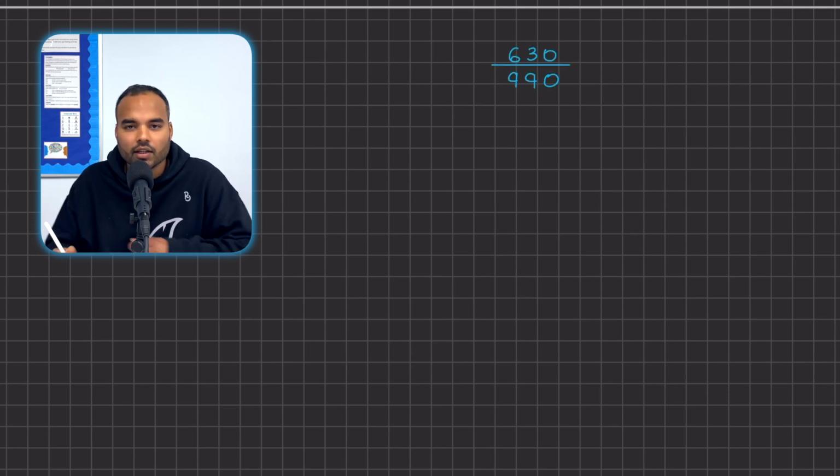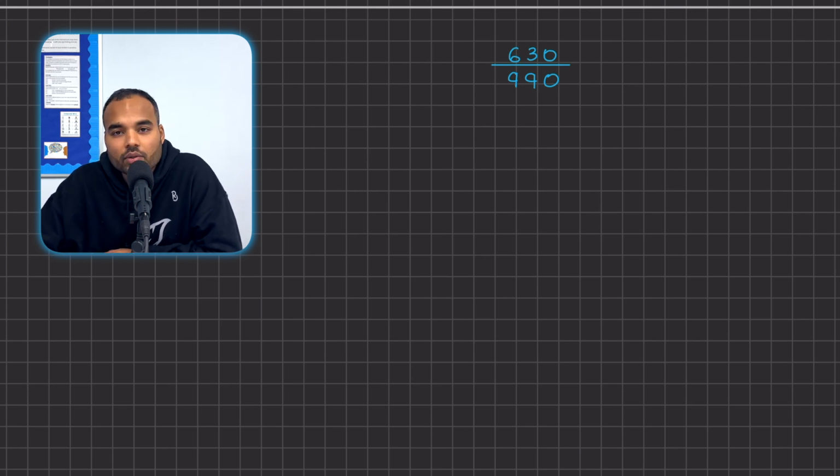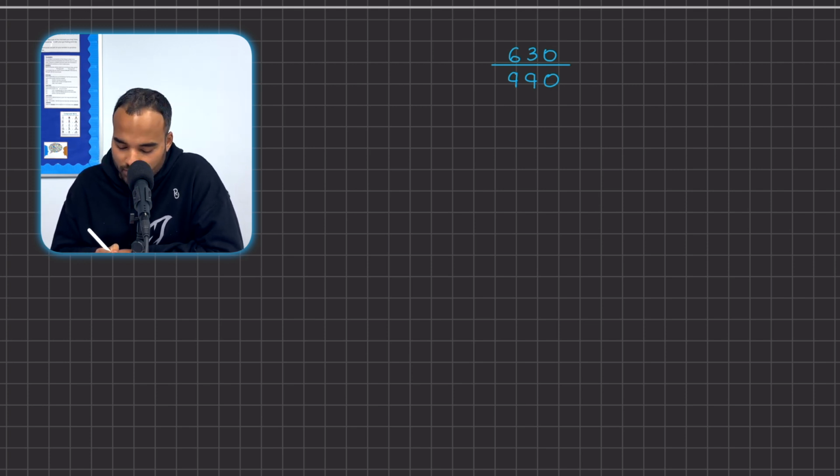Let's do one final fraction. Let's take the fraction 630 over 990. We have bigger numbers now in our numerator and denominator. I know that 3 goes into both numbers. How do I know 3 goes into both numbers? Well, to test if a number is divisible by 3, you add up the digits and see if that appears in the 3 times table.